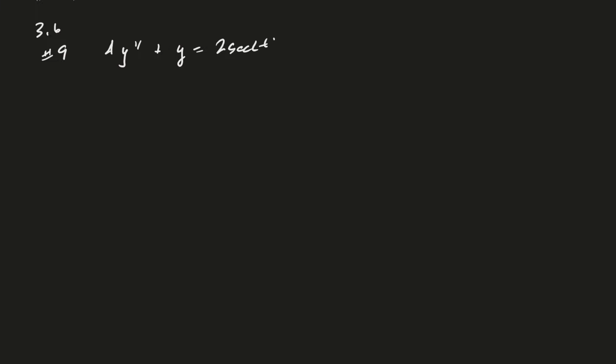Okay, so we're going to be taking a look at some solutions to 3.6. There look to be some issues, maybe. So in 3.6, number 9, we want to use the variation of parameters formula there, to solve 4y double prime plus y is equal to 2 secant t over 2.